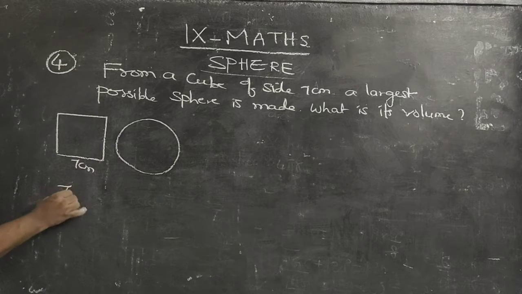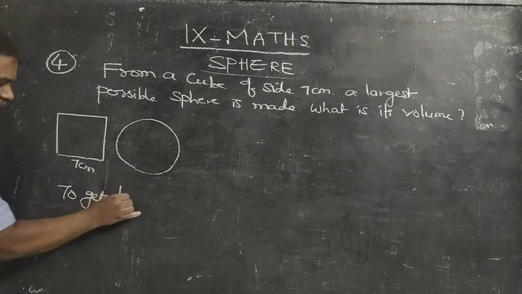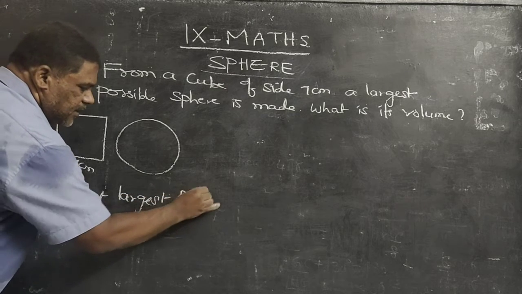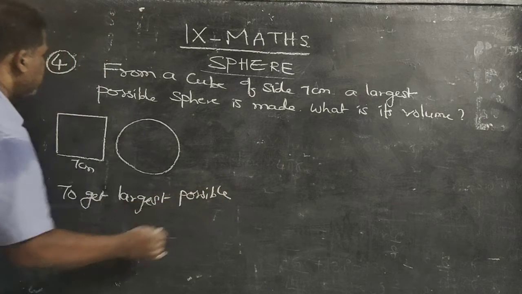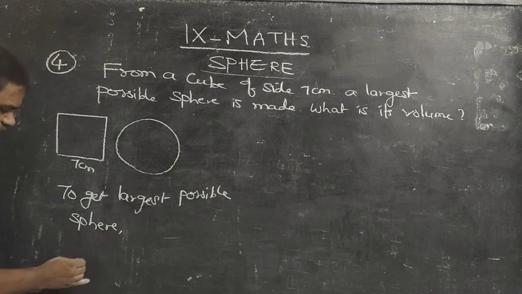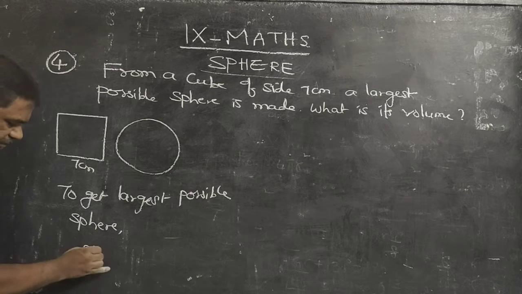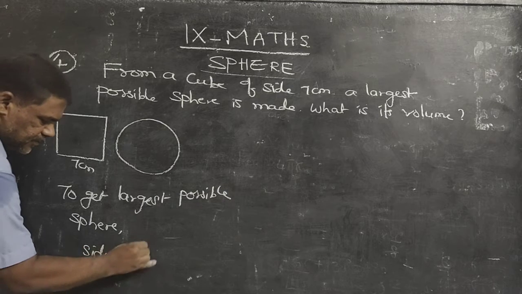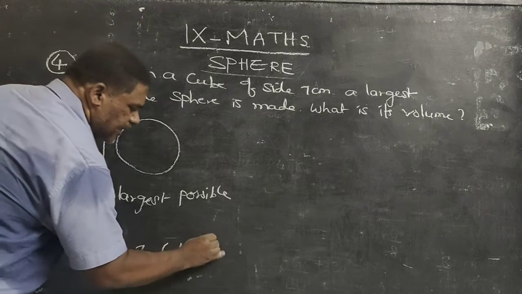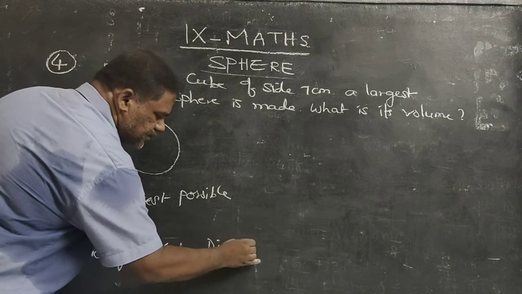So to get the largest possible sphere, the side of the cube is equal to the diameter of the sphere.